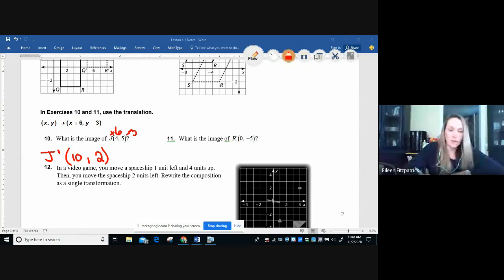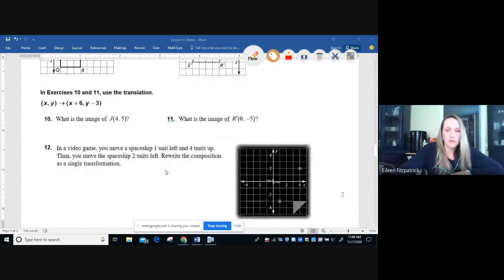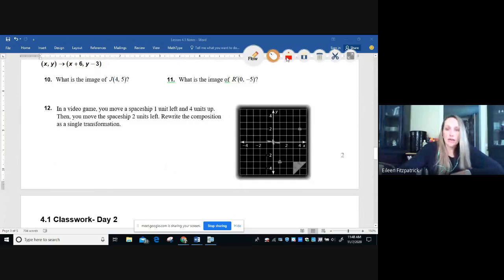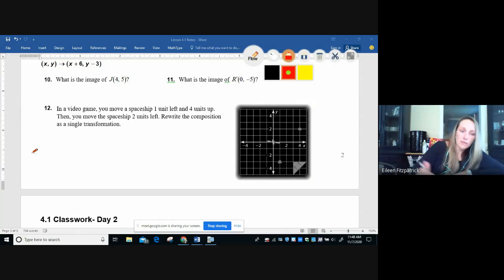All right. And the last problem. Okay, here it says, in a video game, you move a spaceship 1 unit left and 4 units up. Then you move the spaceship 2 units left. Write the composition as a single transformation. Okay, so let's think. I gotta get my pen. Let's think about this. All right, so I'm going to be translating all points X comma Y, and I'm mapping on to a new point.